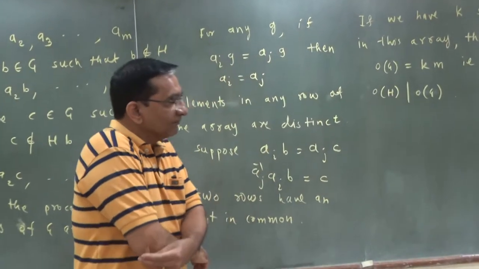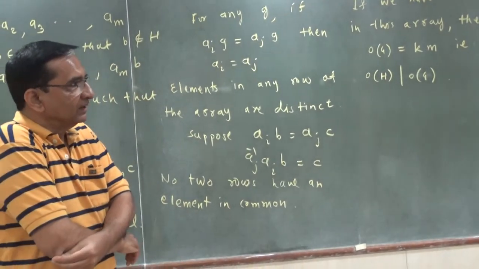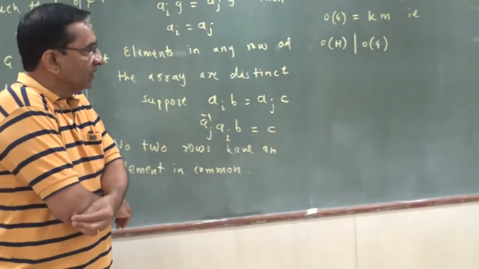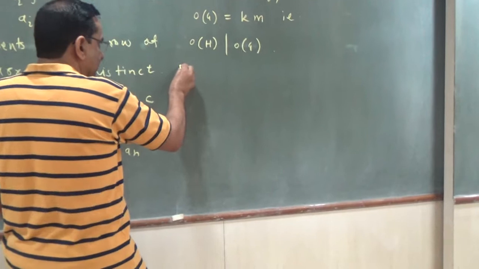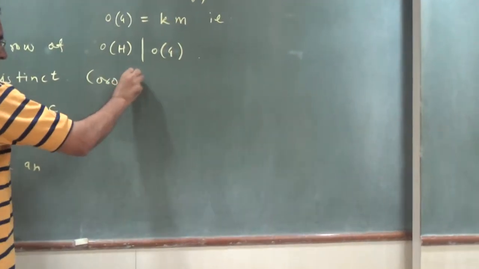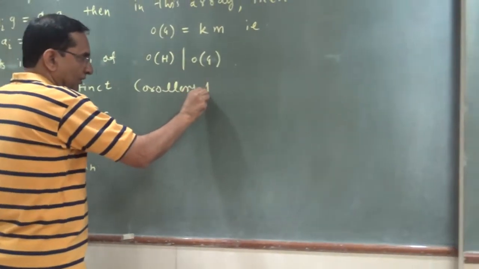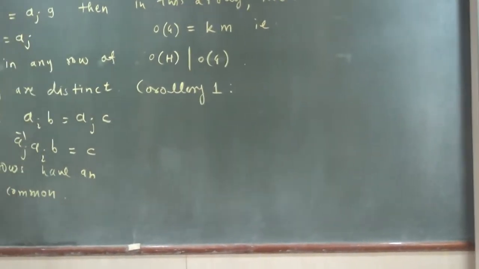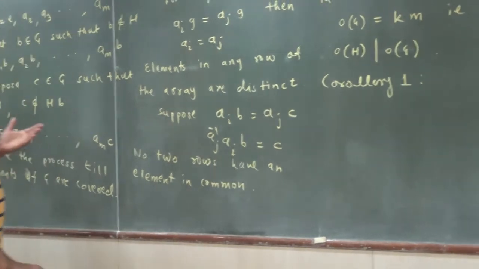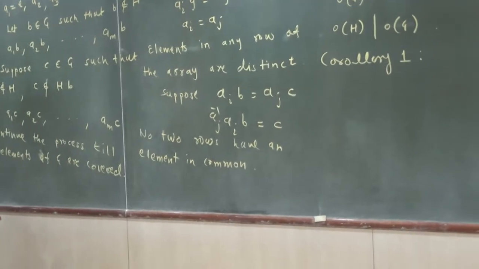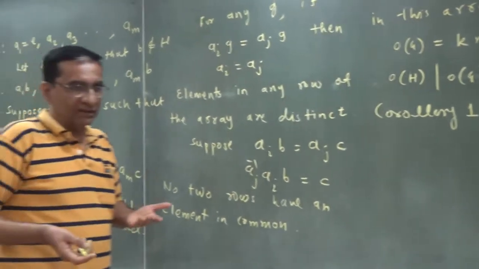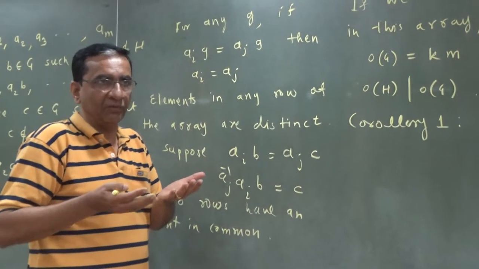Now let us see some direct applications, some corollaries of Lagrange's theorem. Before going to the corollaries, the main thing that Lagrange's theorem says is that if you take any finite group, then there is a restriction on what could be a subgroup.